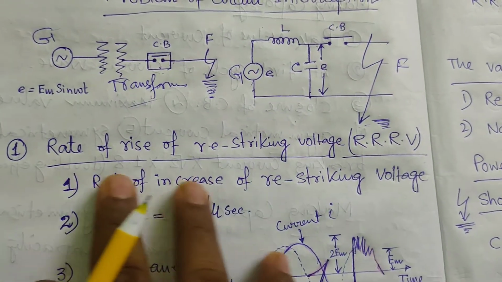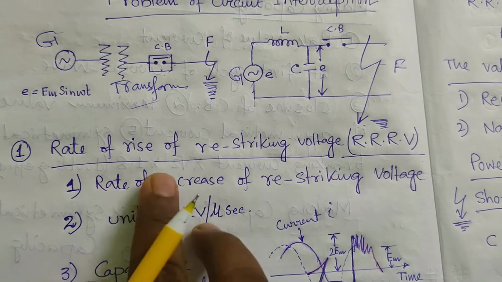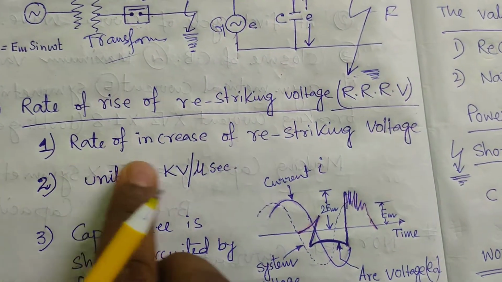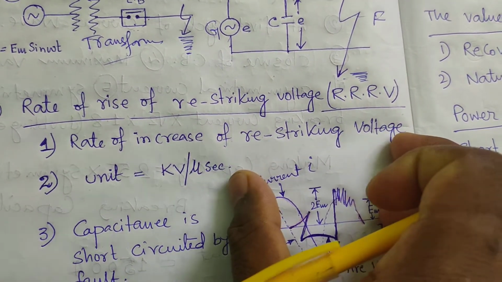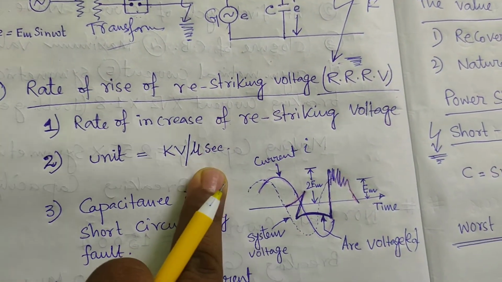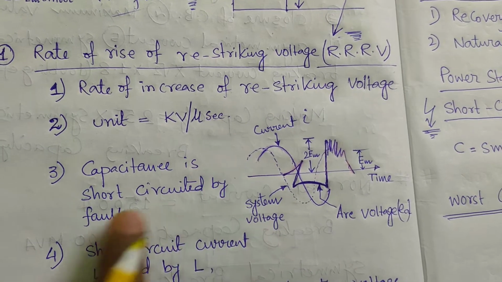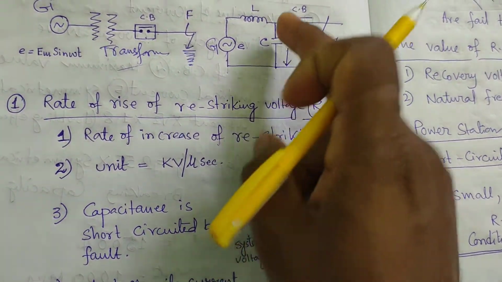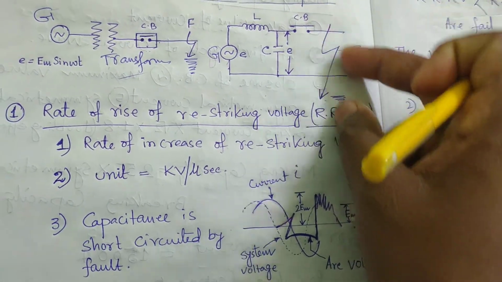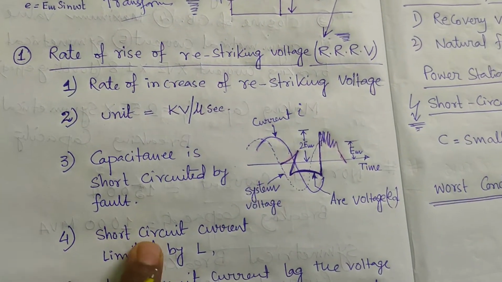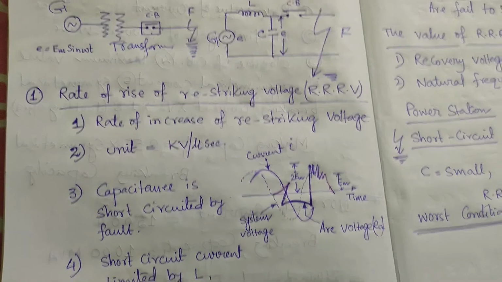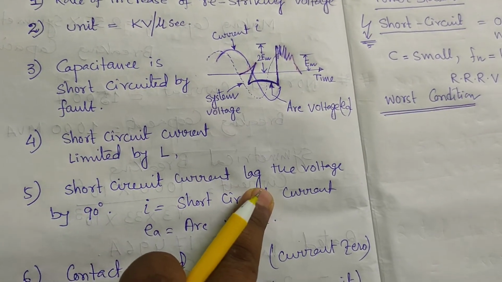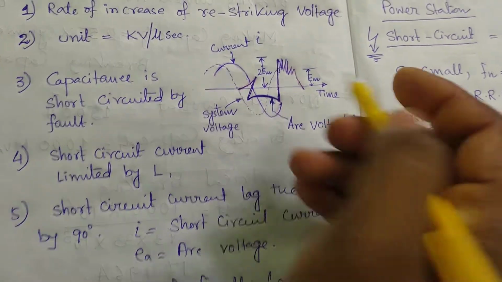Today we discuss the rate of rise of restriking voltage, RRRV: the rate of increase of the restriking voltage. The unit is kV per microsecond. The capacitance is short circuited by the fault, as we have already discussed with this picture. Short circuit current is limited by the inductance. We have already discussed that the short circuit current lags the voltage by 90 degrees.